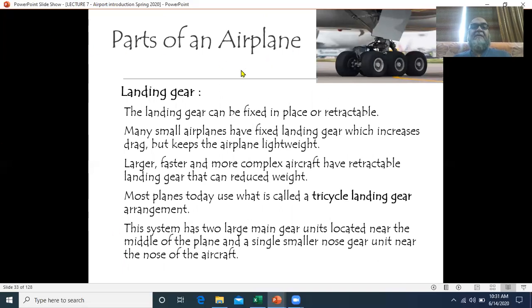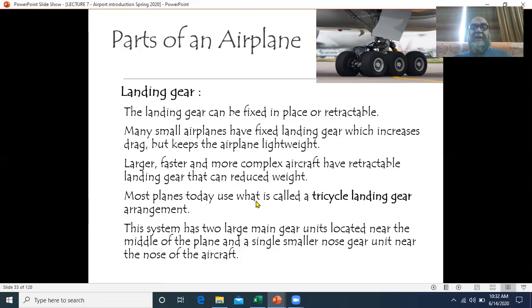Now, then there's a landing gear. This can be fixed in place or retractable. Fixed in place means it will be hanging off the aircraft every time. Or, like we see in all the commercial aircraft, the landing gears go back into place and the door is closed. Many small airplanes have fixed landing gear, which increases drag but keeps the airplane lighter. Faster and more complex aircraft have retractable landing gears that reduce drag.